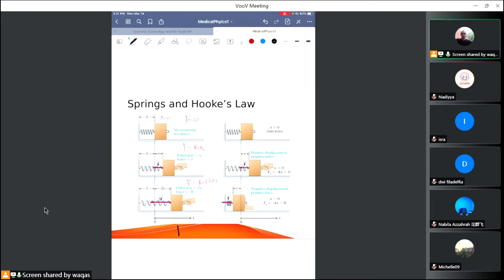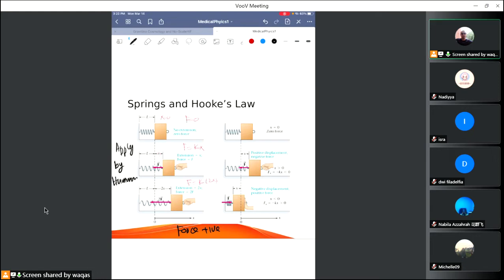In this direction force is positive. Similarly, the spring comes back. When the spring comes back, this is a force applied by the man. This is applied by the human.